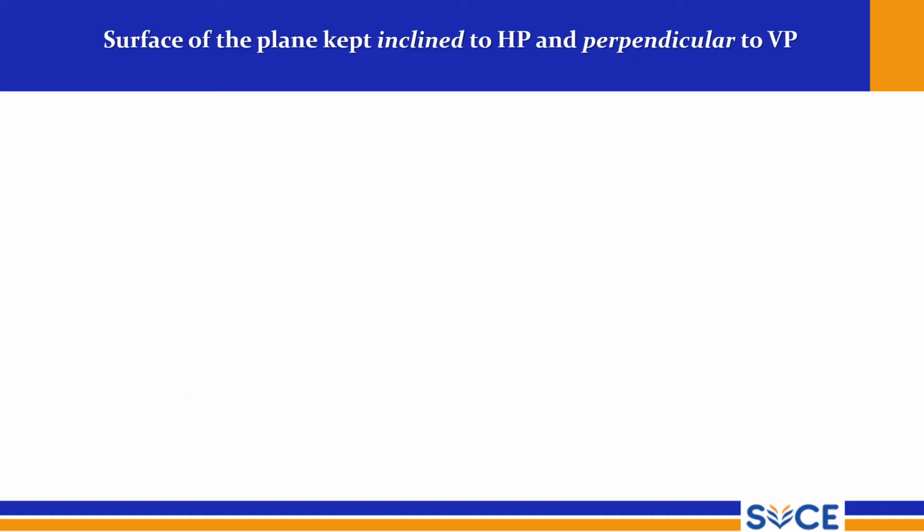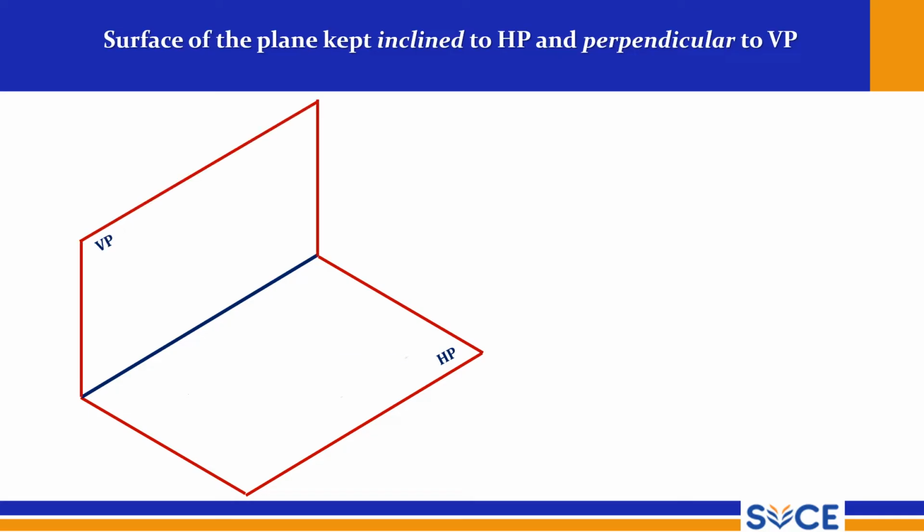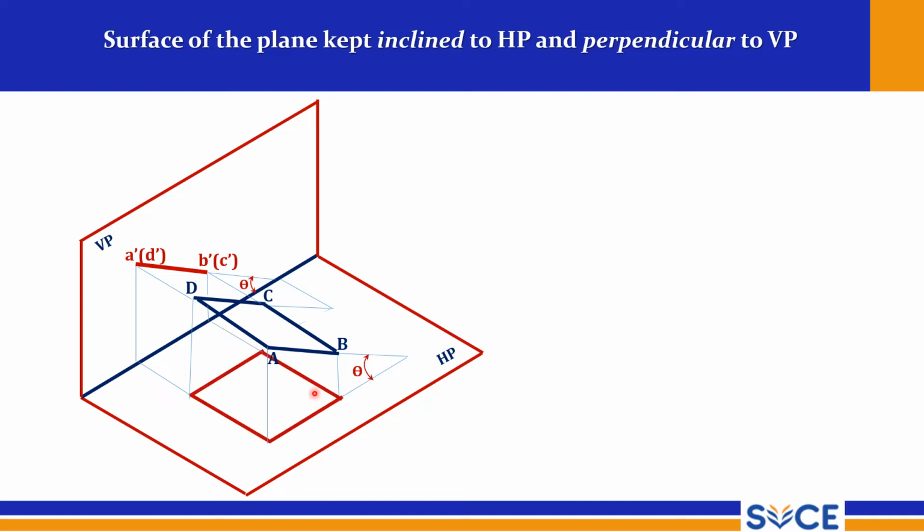And the next case, surface of the plane kept inclined to HP and perpendicular to VP. So in this case we have theta, and at theta angle we have this plane. And here also, in this type of problem, I will show you how to deal with these problems while doing them. So this is the apparent view. In the front view you can see a line, in the top view you can see the apparent view. It is not the true shape. So the first step to start these problems is to assume it is kept parallel to HP.